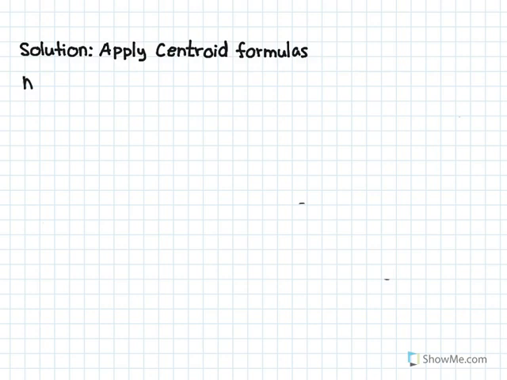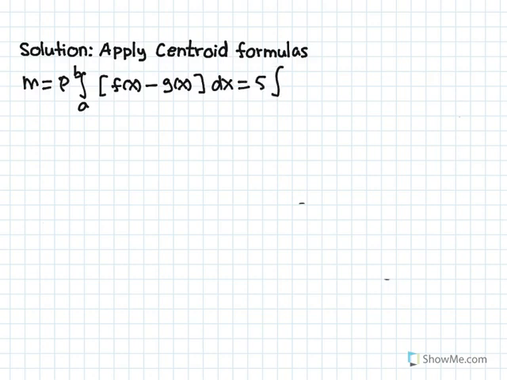Let's start with the mass of the region. That's going to be density rho times the integral from a to b of f of x minus g of x dx. The density is 5. And the lower limit of integration, the lower x limit, is 0, the upper x limit is 2, and the top function is 2x, f of x is 2x, and the bottom function is x squared.